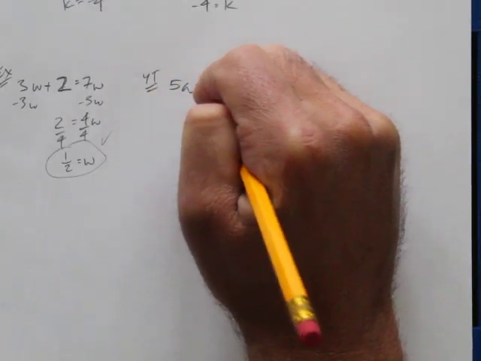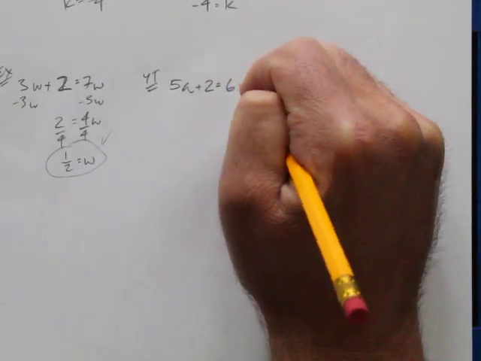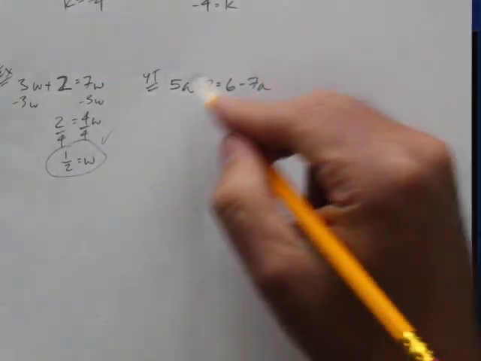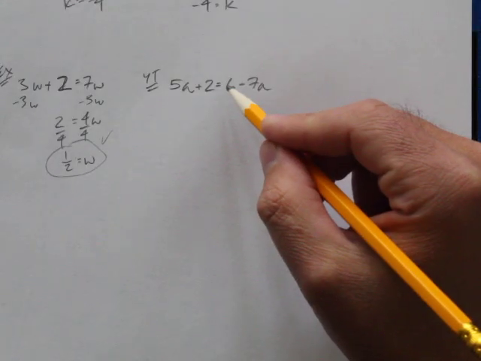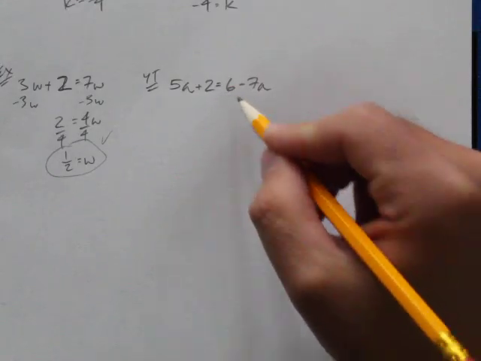Now you try this one. 5a plus 2 equals 6 minus 7a. You're going to get a fraction here, so don't be scared if you get a fraction. And go ahead and pause the video and do the U-try.